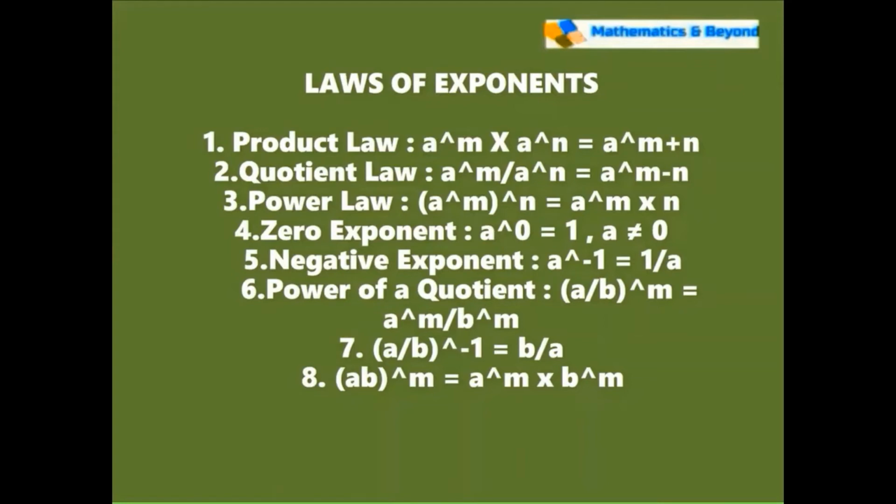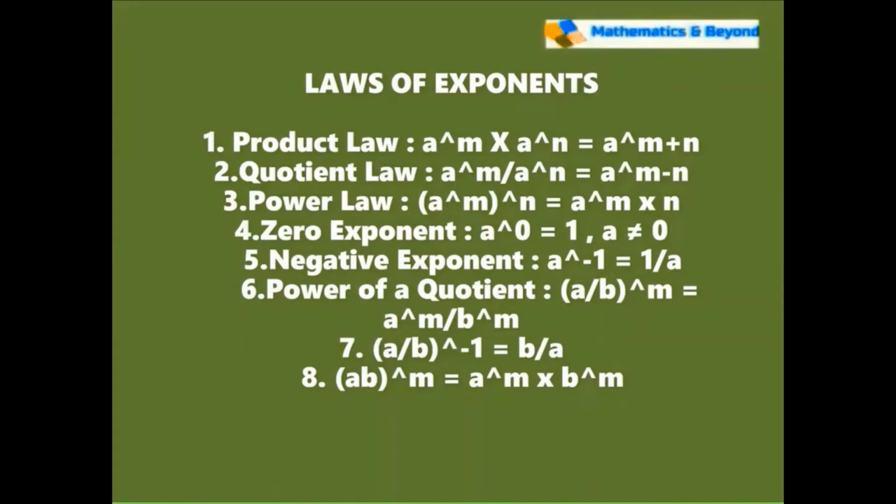The second law is the quotient law. When the bases of two numbers are the same and we divide them, their powers are subtracted. So a raised to the power m by a raised to the power n is equal to a raised to the power m minus n.